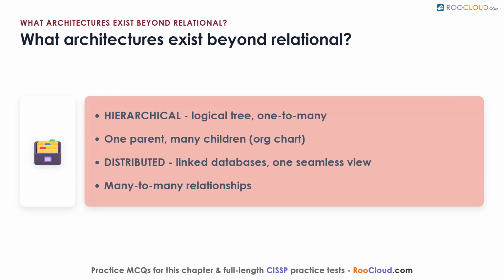A distributed model instead spreads data across several databases that are logically linked. So users see one seamless entity even though it spans many network parts. Because each field can have many parents and many children, its relationship pattern is many to many. Think of the hierarchical model as a family tree and the distributed model as a network of connected libraries that feel like a single catalog.